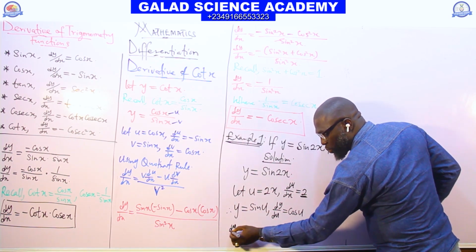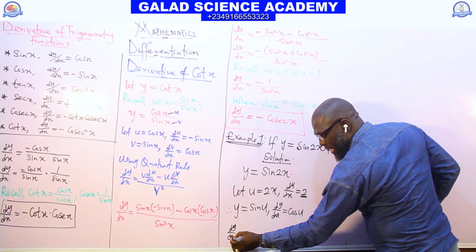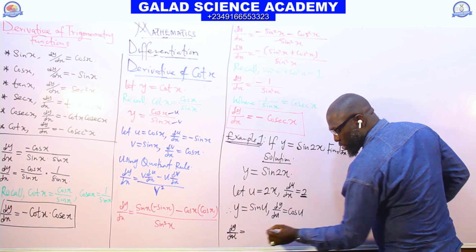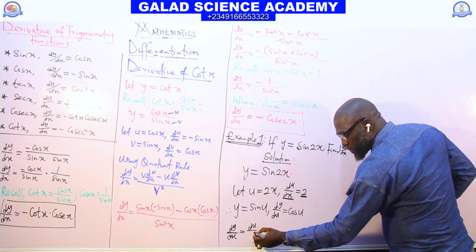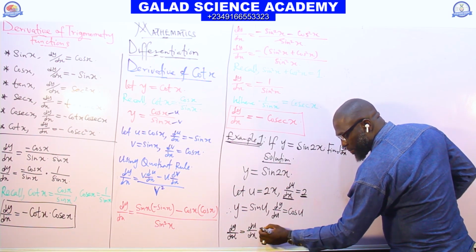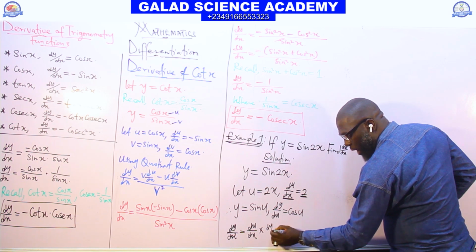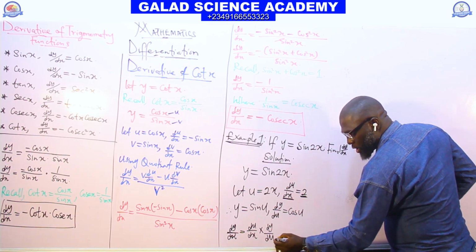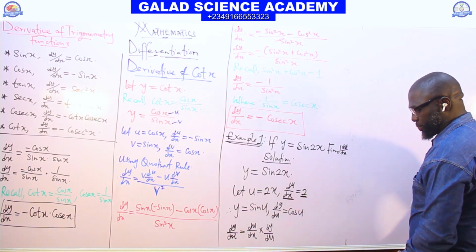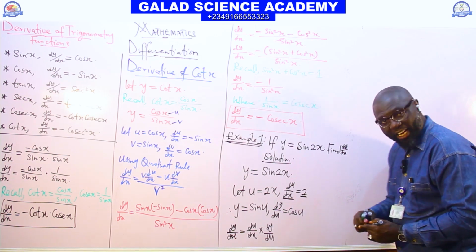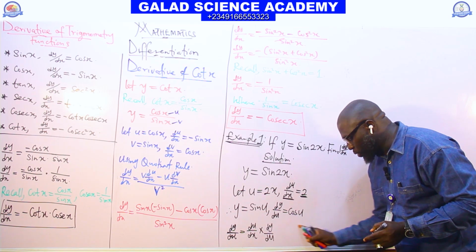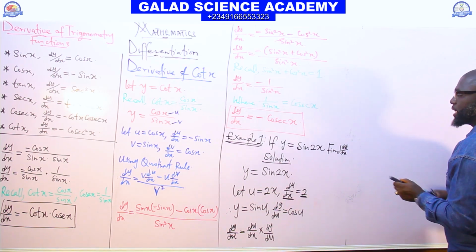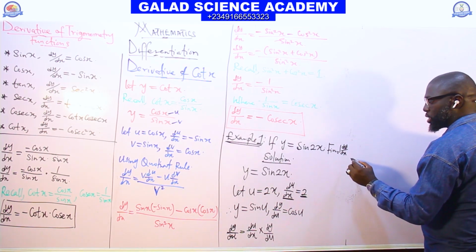Therefore, our dy/dx will be equal to what? You say du/dx multiplied by dy/du. The one that is divided here, you need to multiply this one by. By doing that, what are we going to have?